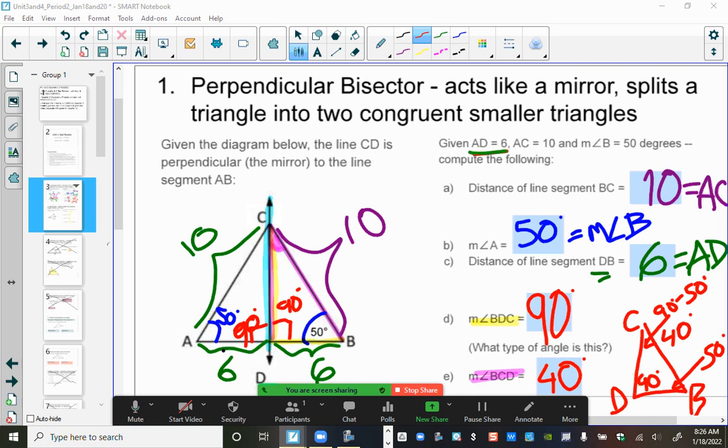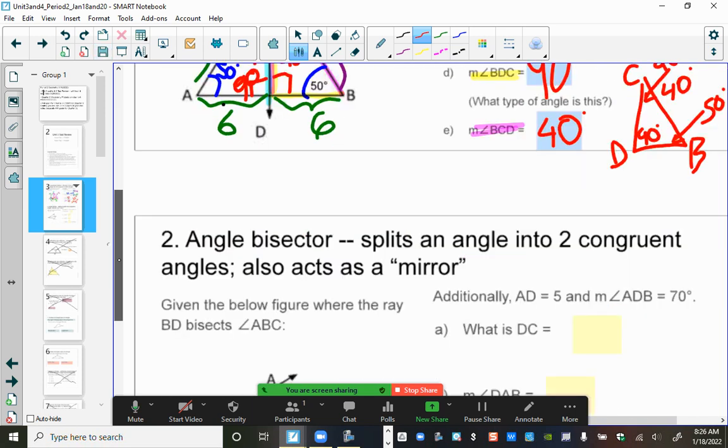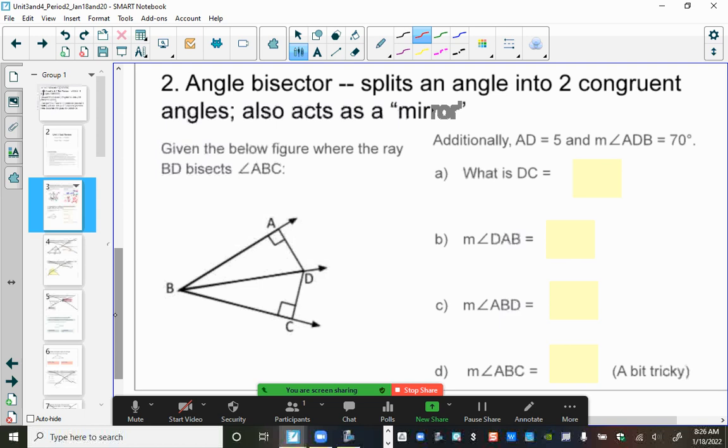Now, the next question. Angle bisector is going to be a similar situation. So similar to a perpendicular bisector, angle bisector is also going to act like a mirror. Angle bisector splits your figure into two congruent angles, also acts like a mirror.